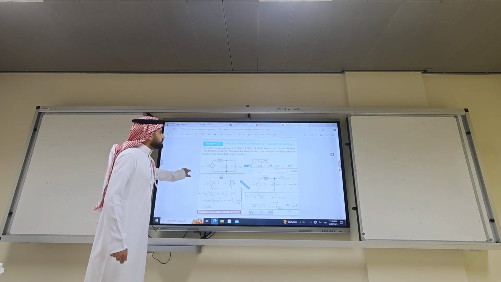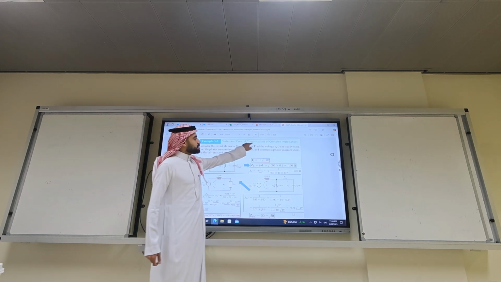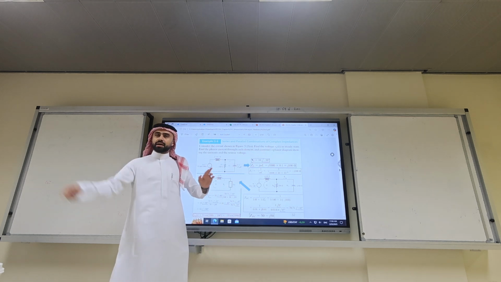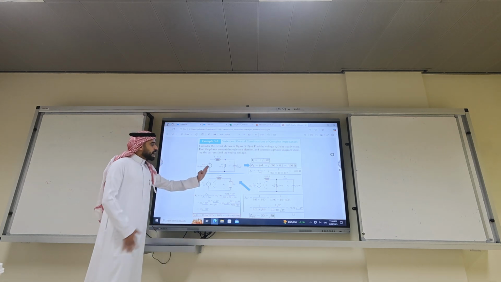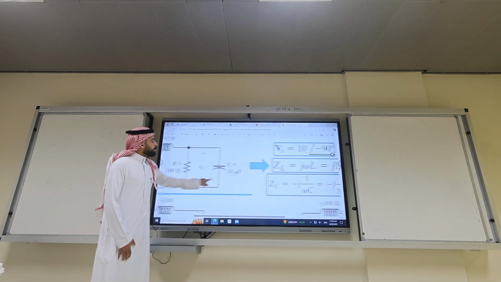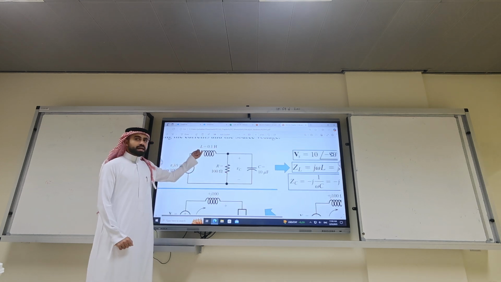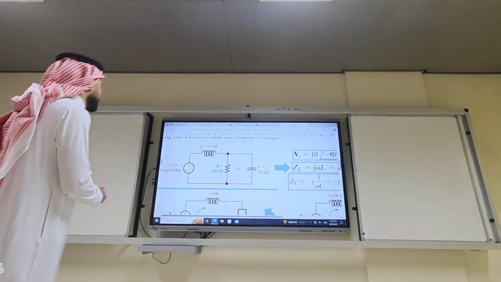This is example 5.6. The title of it is Series and Parallel Combinations of Complex Impedances. Now we don't have a series RLC, resistor, inductor, capacitor, but we have a capacitor that is in parallel with a resistor, all in series with an inductor. So let's try to solve the example.